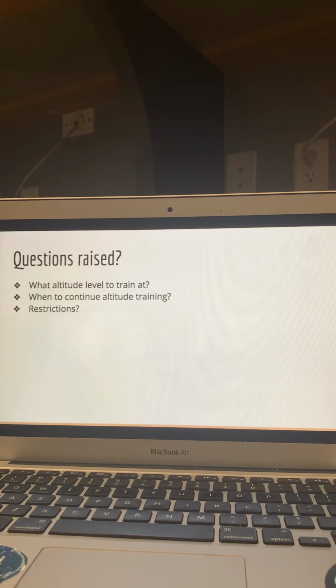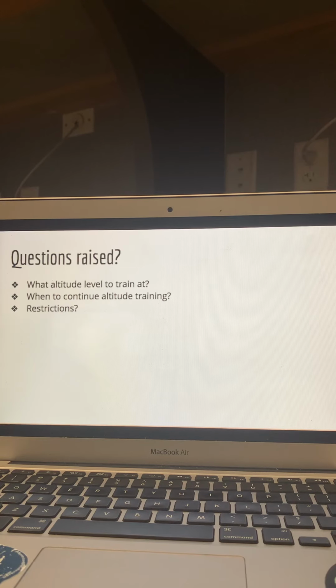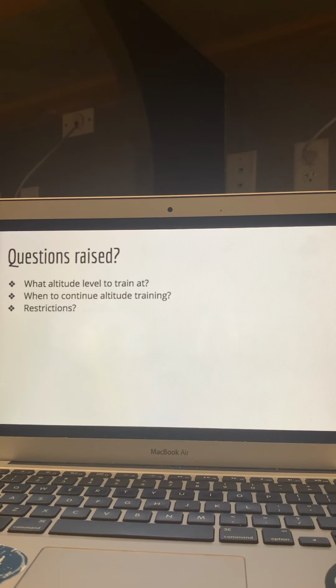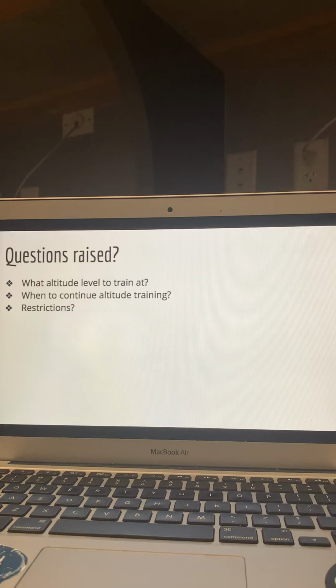So what type of questions does this article raise? It asks what altitude level to train at, what is the peak mode to do this training at, when to continue altitude training, and what restrictions are there. So athletes use altitude preparation to raise sea level output following adaptations acquired at altitude, acclimation, and or related hypoxia preparation. So referring back to some of the questions being raised, what altitude level to train at?